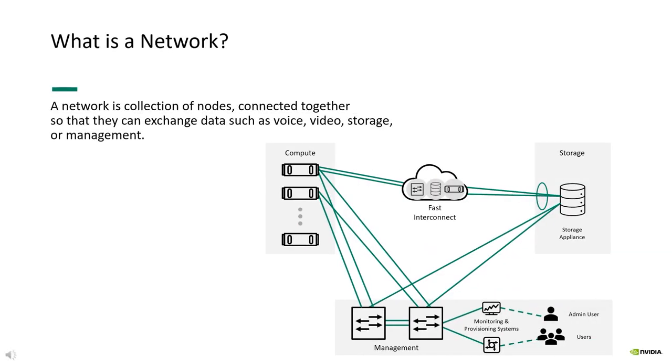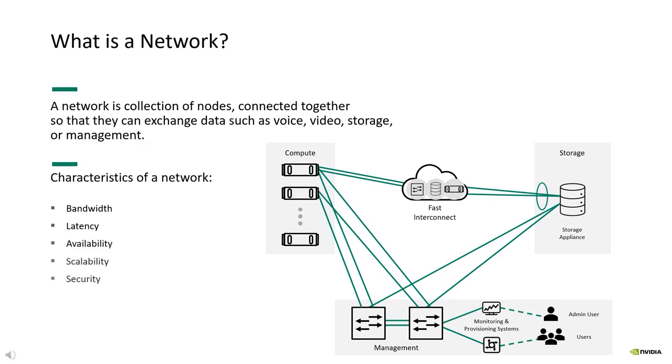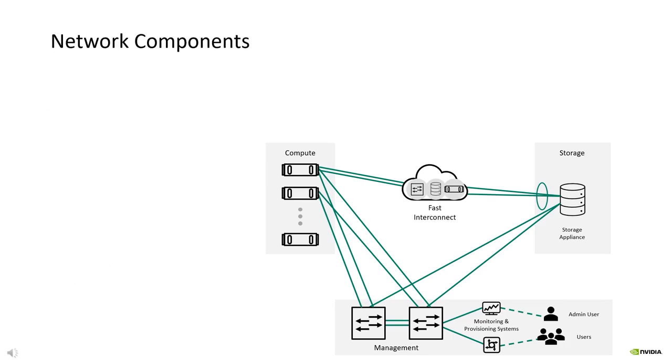A network is a collection of nodes connected together so that they can exchange data such as voice, video, storage, or management. Applications running in modern data centers have unique performance requirements. The network must be able to provide the performance expected by the running applications, such as high bandwidth and low latency. In addition, the network must be highly available and scalable to support future growth. This is not an easy task. So, how do we create a network?